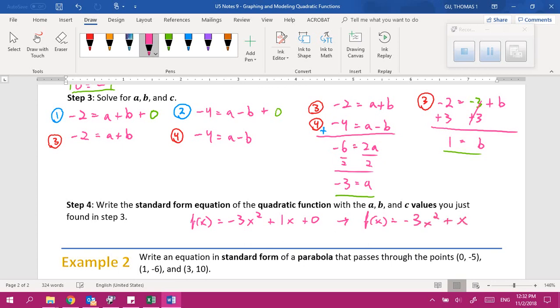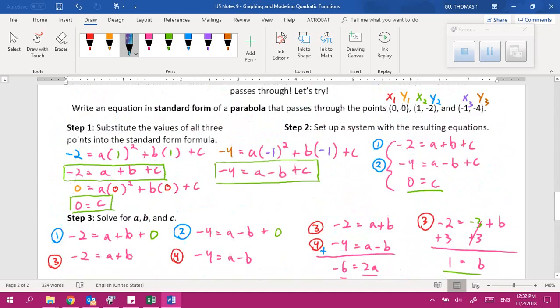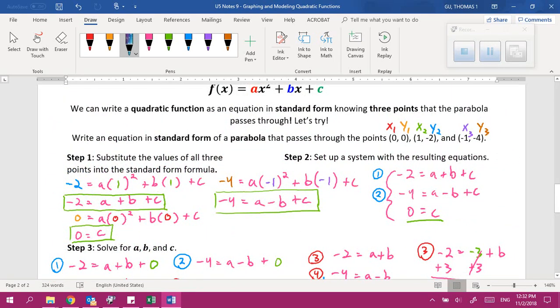I don't need to write the 1 in front of the x, right? And I don't need to write plus 0, because that's meaningless. And if you graph this equation, negative 3x squared plus x, this graph would go through all 3 of those points: 0, 0, 1, negative 2, and negative 1, negative 4.